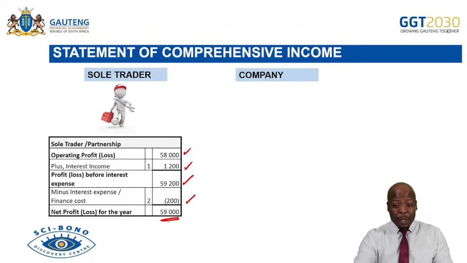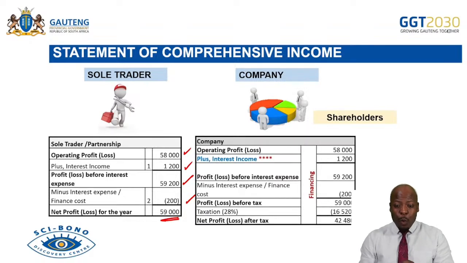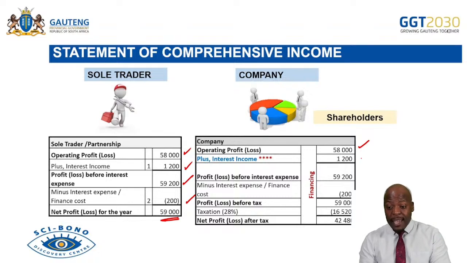But now that we're in grade 12, remember we are dealing with companies. We're dealing with companies, and need I remind you that the owners of the company are called what? Shareholders. Now that we are in grade 12, we will come again where we have our operating profit, and then we add interest income. Very important that interest income is added. Then we get our profit before interest expense. Then we will subtract interest expense.